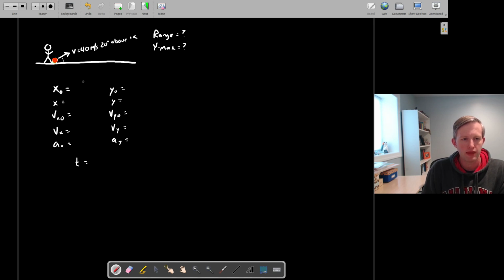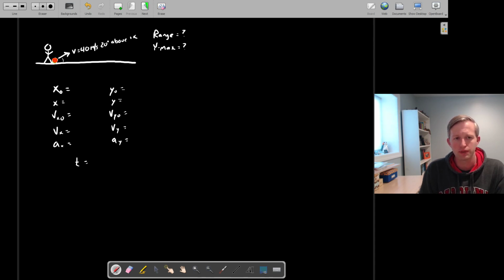And in this case, we're going to solve for the total range, or the x displacement, the horizontal displacement, and then we're also going to solve for what is the maximum height that this ball will reach. So looking at this, the problem that we're first faced with is the fact that the velocity we have is the overall velocity and is therefore at a diagonal.